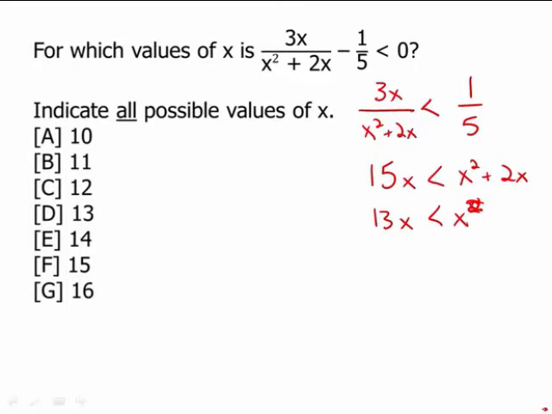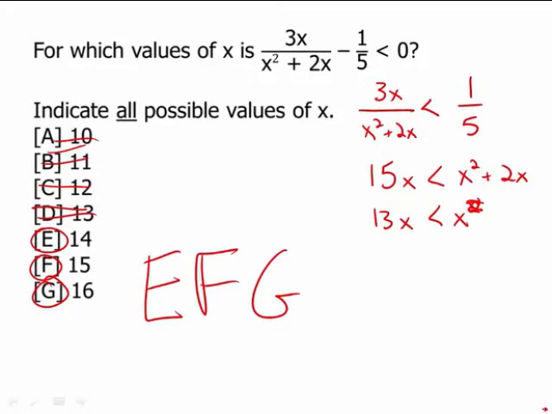So if x equals 13, then 13 times x equals x squared, so that's not going to work. If x is less than 13, that's going to make x squared smaller than 13 times x, so none of those are going to work. But 14 times 13 is going to be less than 14 times 14. And similarly with all these others. So E, F, and G, those are the ones that satisfy the inequality.